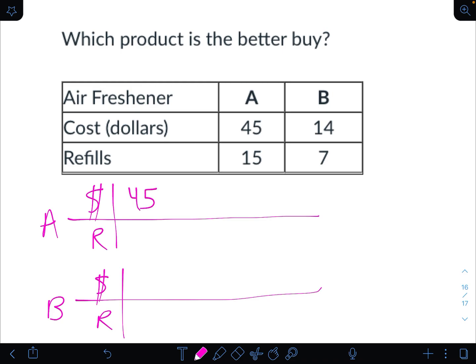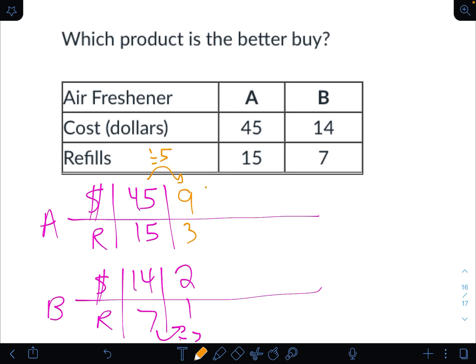Product A is $45 for 15 refills. Product B is $14 for 7 refills. Well, I mean, 7 goes into 14, so I can divide by 7. I get 2 into 1. So, can it beat that? Well, 45 and 15, I can totally divide by 5. 45 divided by 5 is 9. 15 divided by 5 is 3. Divide everything by 3. 9 divided by 3 is 3. 3 divided by 3 is 1.